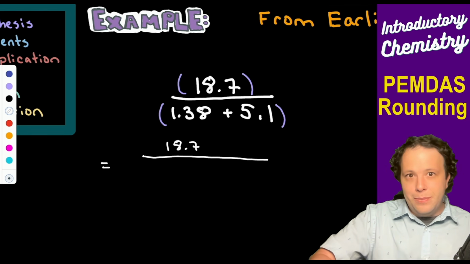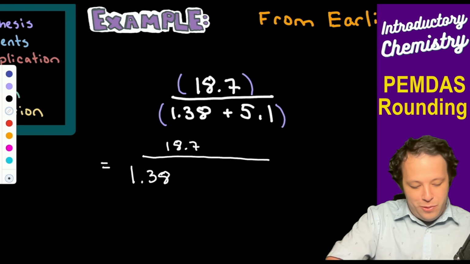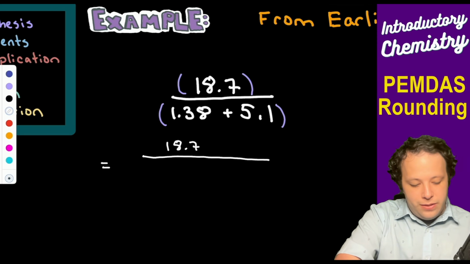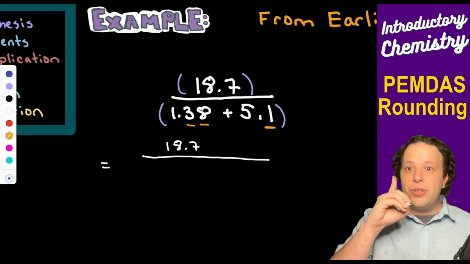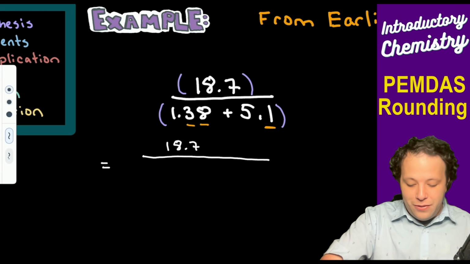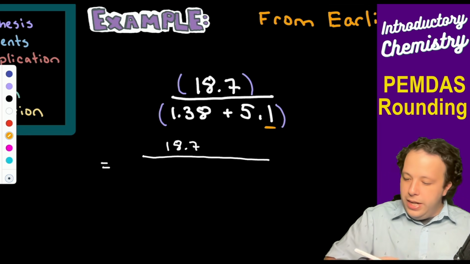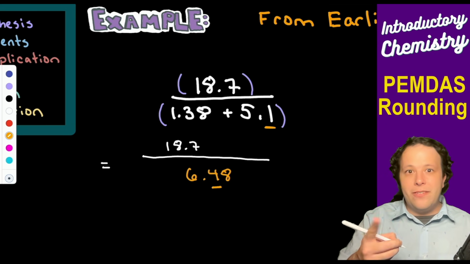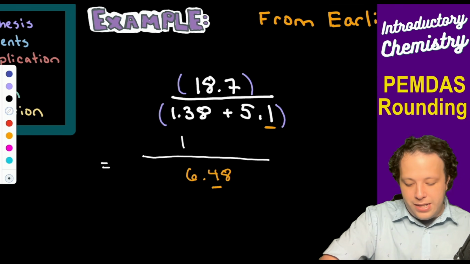So this is going to be 18.7 divided by 1.38 plus that 5.1. So when we do the bottom, we can see how many sig figs we got on each part. We have 1, 2 on the left and only 1 on the right. So that means we are going to have just 1 decimal place after this addition operation. So when we write that down and have our number here, we are going to underline that. So we have 6.48. We're going to underline 1 after for our notes for ourselves for later. So that way we are keeping track.